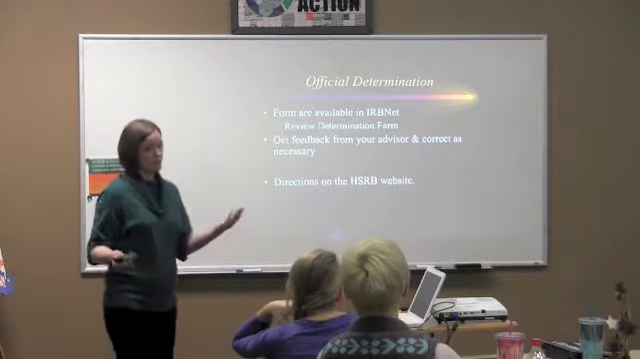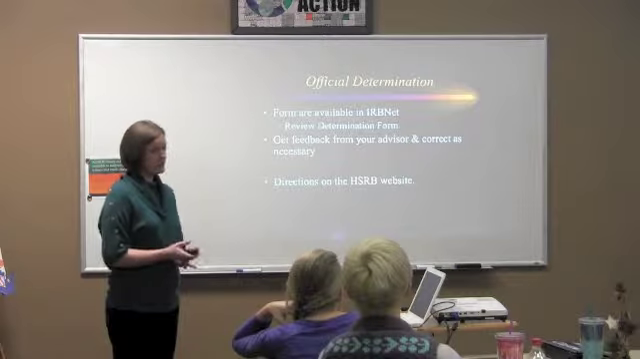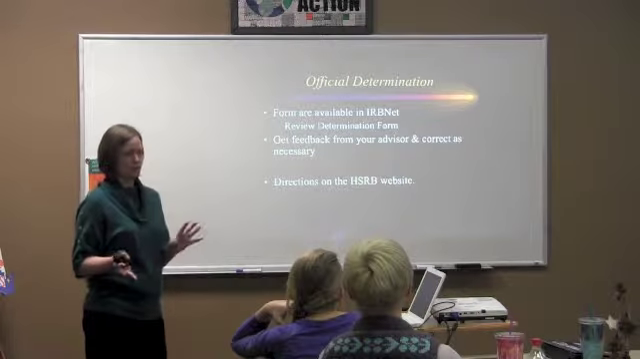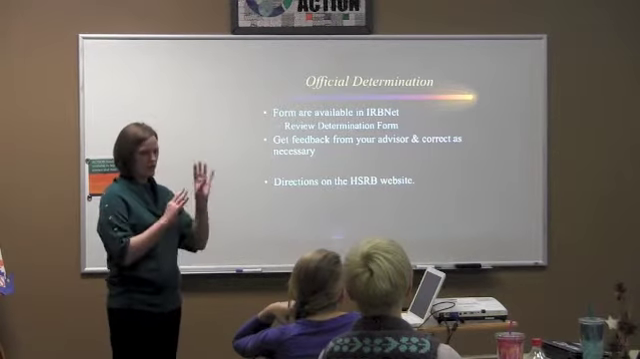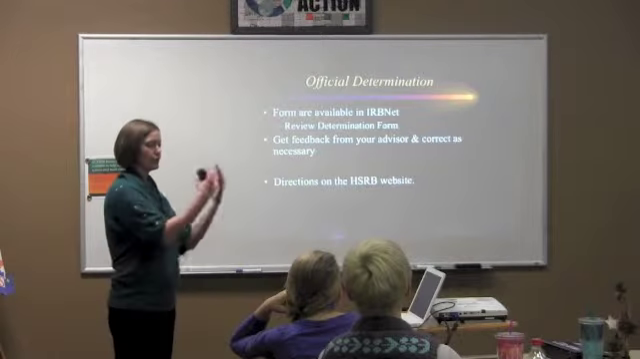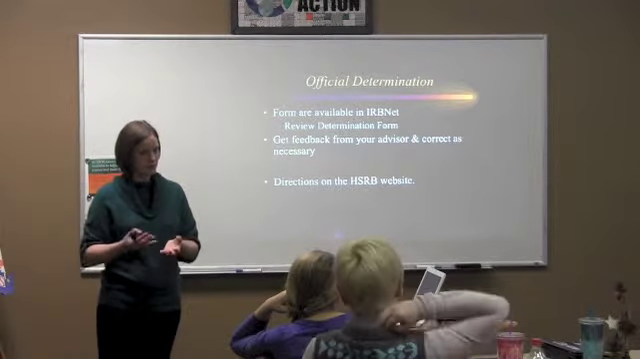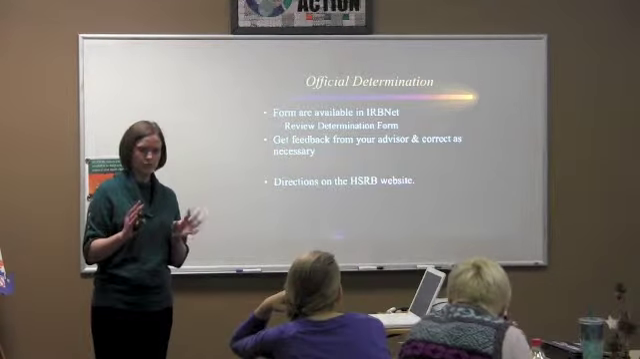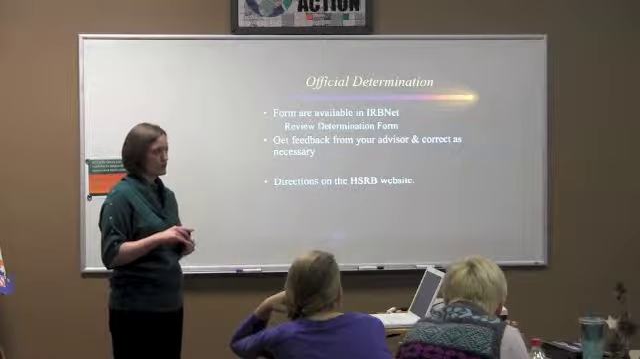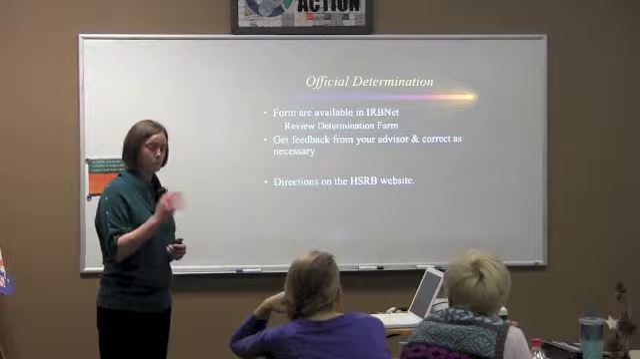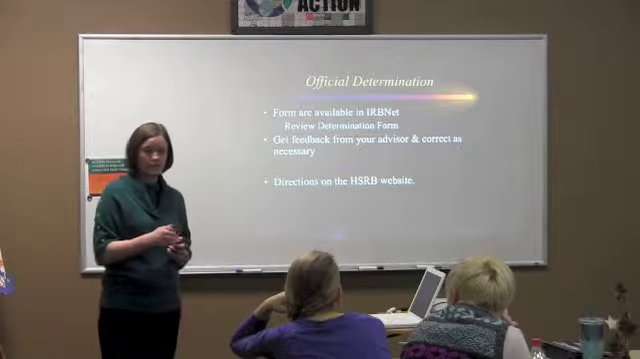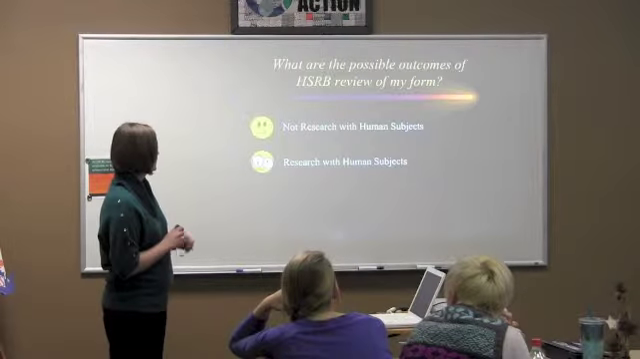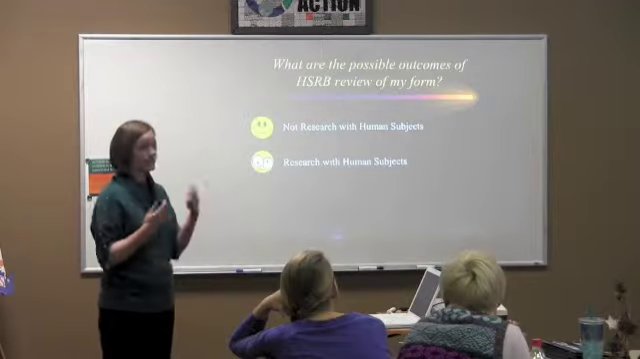So sometimes it can be really hard to determine if you need HSRB approval. So the HSRB created a form that's called a review determination form. It's real short. It just asks you a couple questions trying to figure out if you're working with human subjects and if it's research. If you do fill out the form, don't worry too much about getting those yes/no questions right. What's the most important is just providing a good description of your project. And then my office can give you a formal determination as to if it's not research with human subjects or if it is.